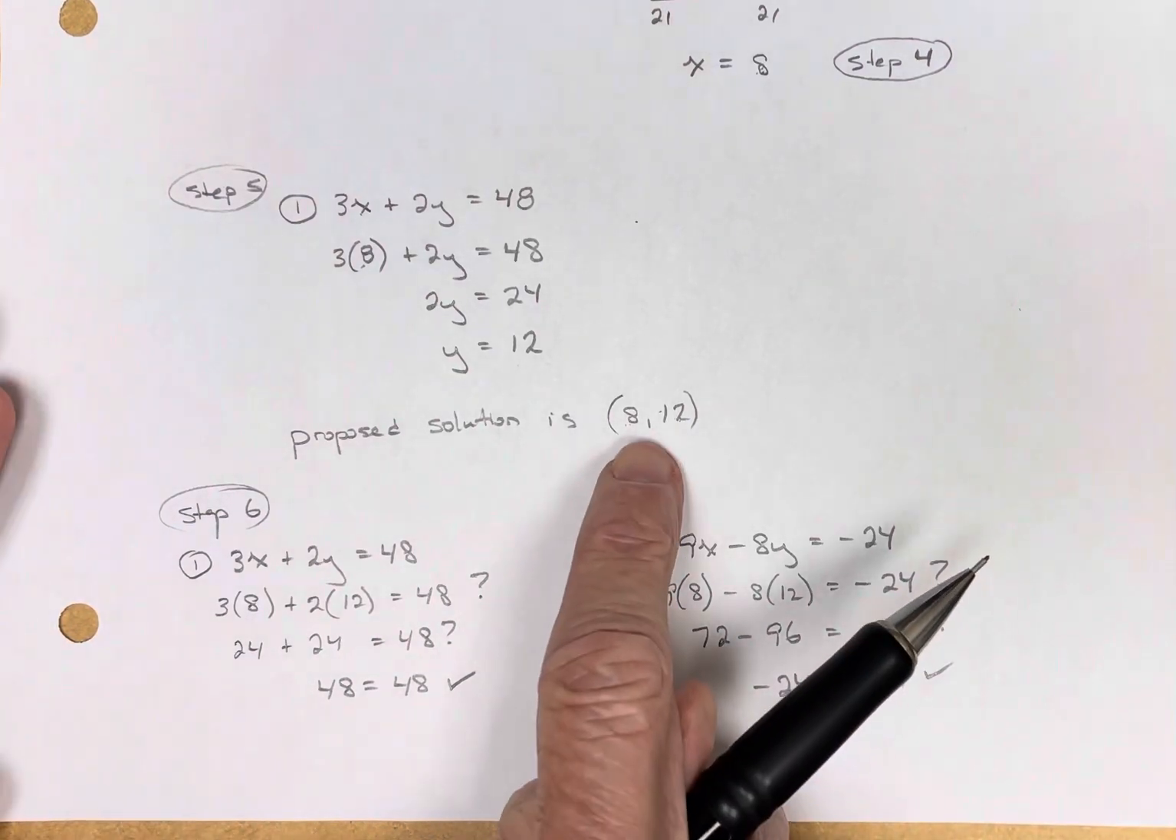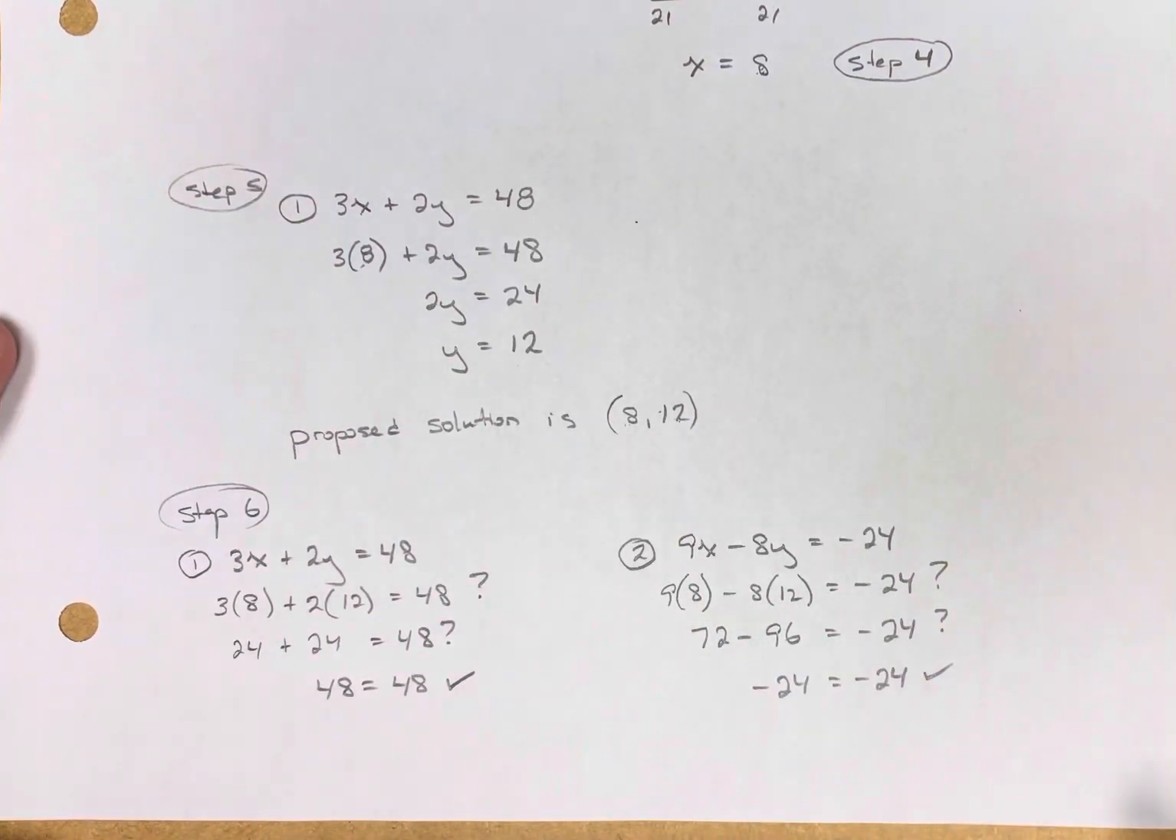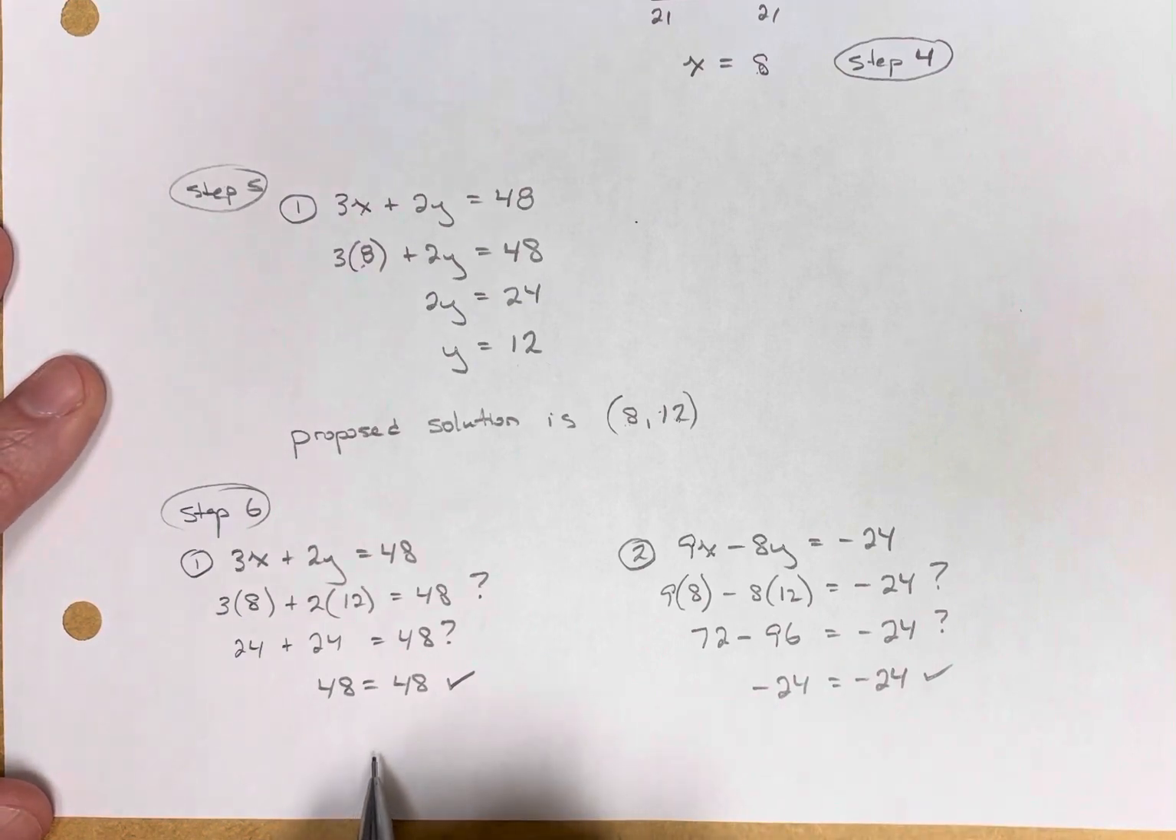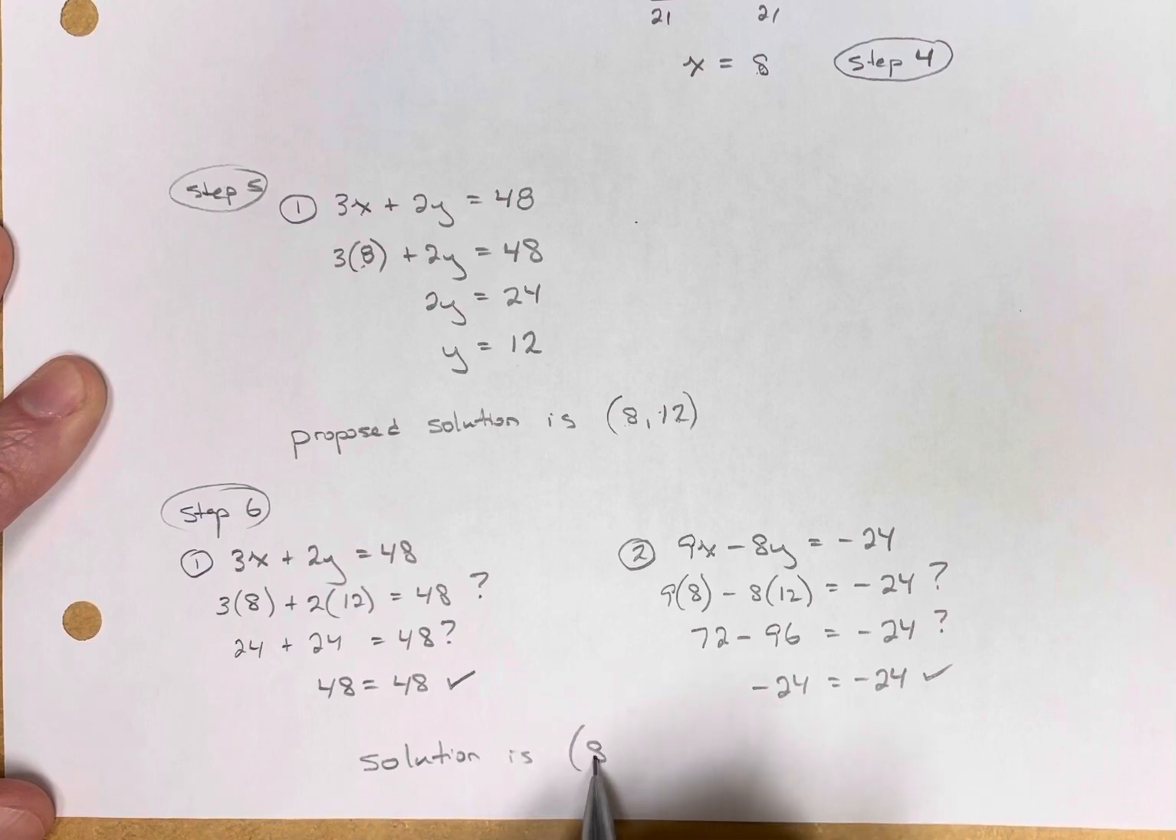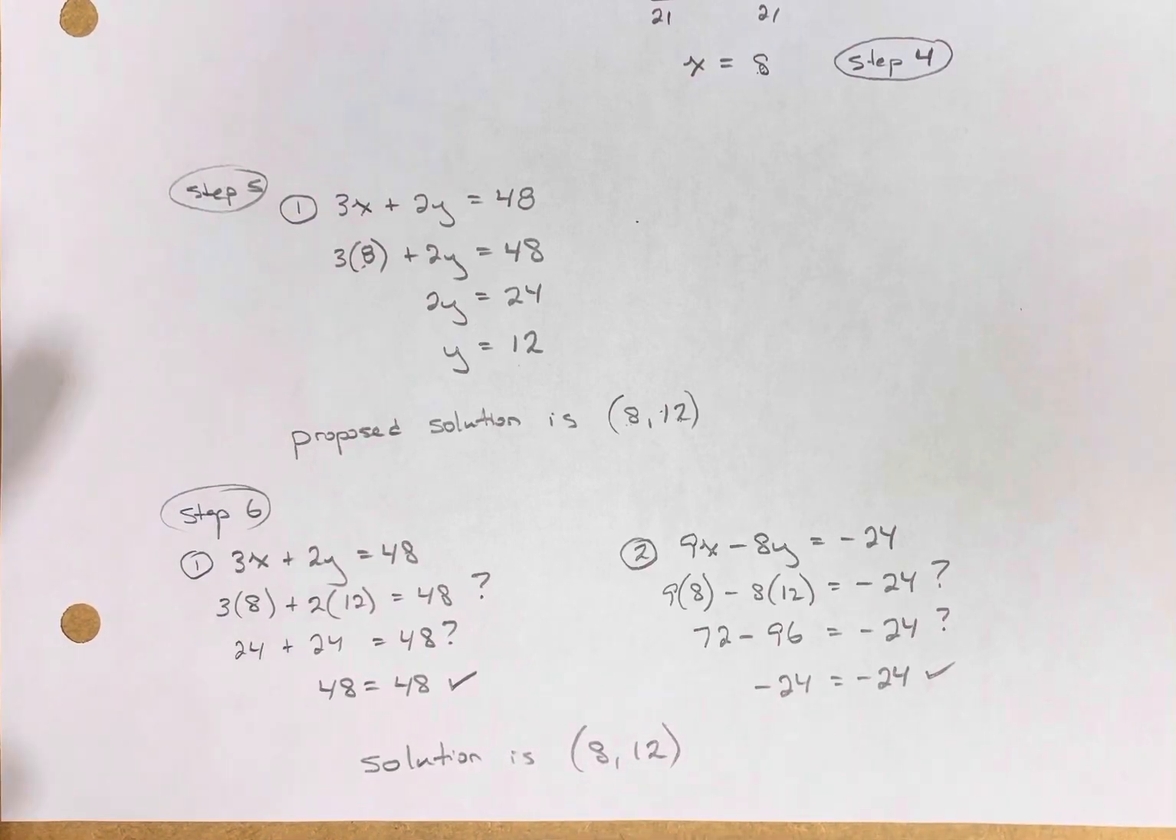Okay, so my proposed solution worked in both. So I'll write down here, the solution is the ordered pair (8, 12). So there you have it. That's an example of solving a linear system by addition.